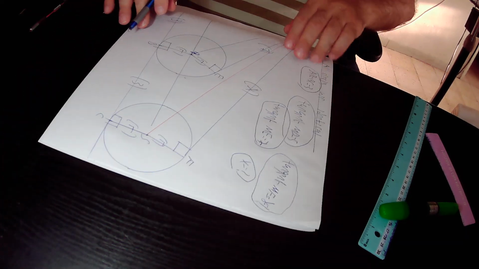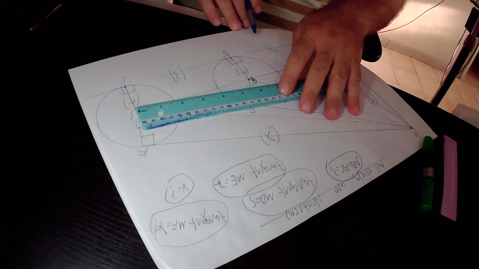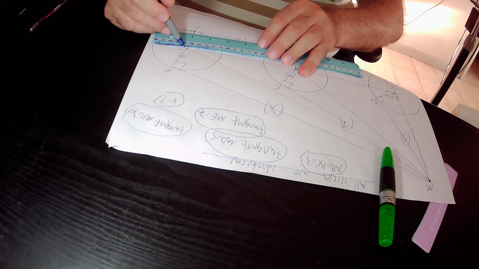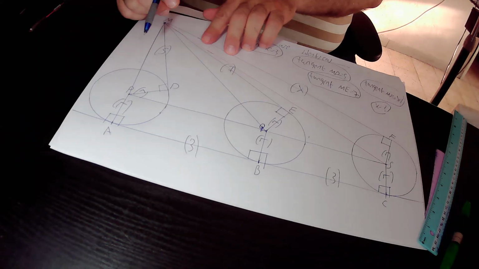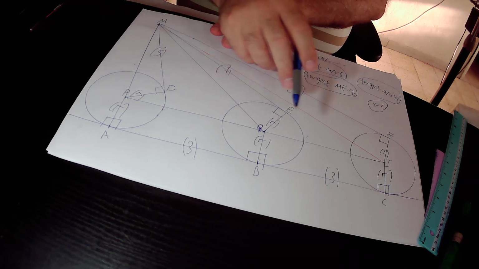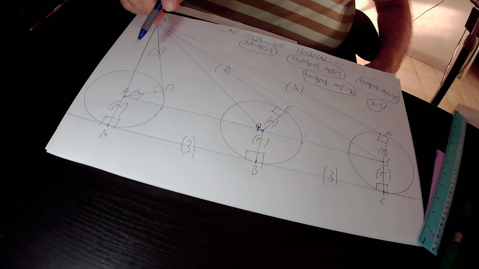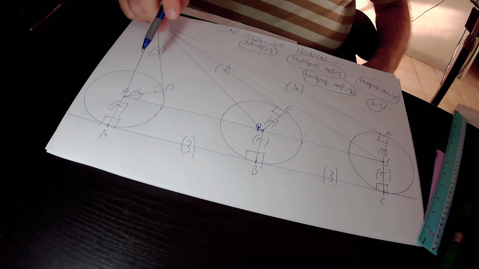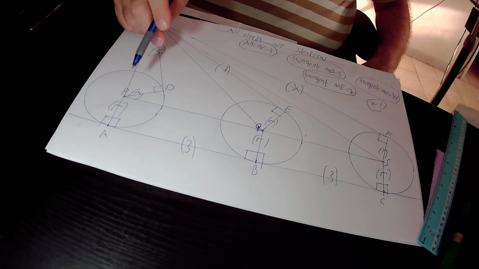So PQS is a straight line, and because of the same reason that the 3 points P, Q, and S are at the same distance from the straight line ABC, therefore the straight line PQS must be parallel to the straight line ABC. Okay, the straight line PQS must be parallel to the straight line ABC because the 3 points P, Q, and S are located at the same distance from the straight line ABC.